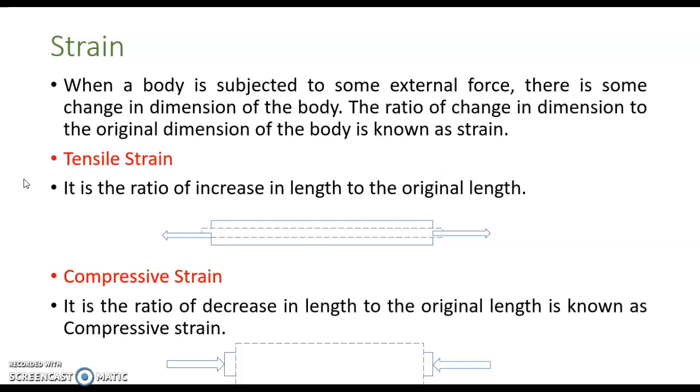When the body is subjected to some applied force P, the body undergoes some strain. If the forces are pull forces, the induced strain will be the tensile strain. If the forces are compressive forces, then definitely there will be a compressive strain. There will be a compression, so the length will decrease. In compressive strain, it is the decrease in length to the original length. This is the basic thing we must understand in tensile strain and compressive strain.